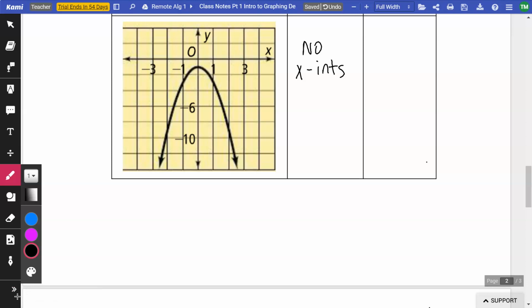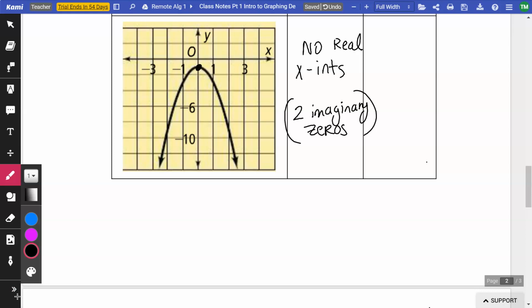That means that the x-intercepts are imaginary. So we should say no real x-intercepts. There are 2 imaginary zeros, and we learned how to find those last week. So when we get into actually making the graph ourselves, we'll understand that we don't actually hit the x-axis.